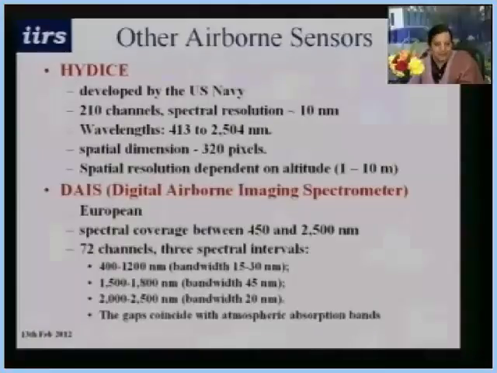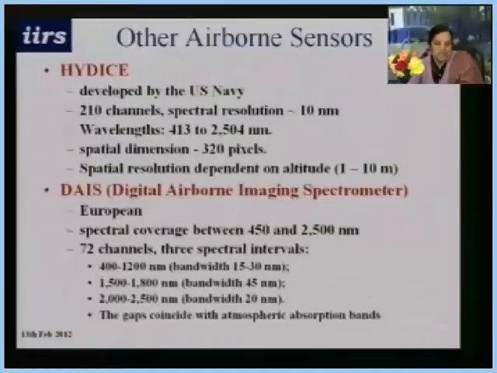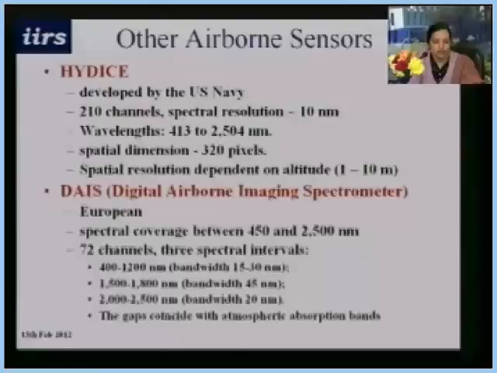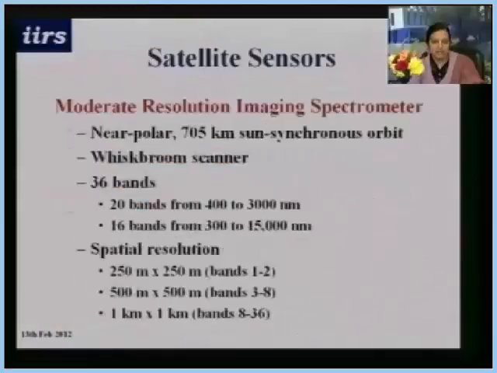Then another airborne instrument by the European agency is a digital airborne imaging spectrometer, which has 72 channels with a variable spectral resolution depending on these different spectral regions. So 400 to 1200, the bandwidth is 15 to 30. Then in the middle infrared, you have 45 nanometer bandwidth, and then in the far infrared and in 2 to 25, it is around 20 nanometers. So the gap which is there in between coincides with the atmospheric absorption.